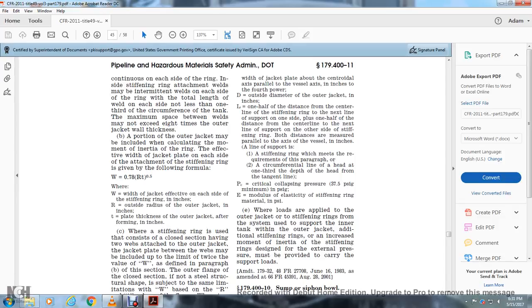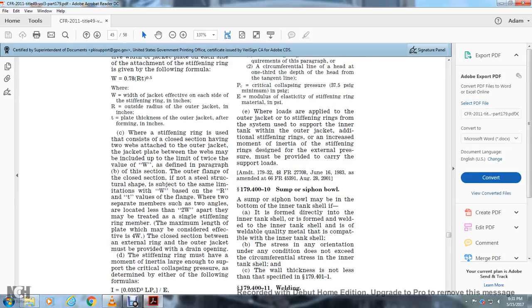Where loads are applied to the outer jacket, the stiffening rings of the system used to support the inner tank within the outer jacket must have additional stiffening rings, and an increase in the moment of inertia of the stiffening ring. The design for external pressure must be provided to carry the support limit loads.